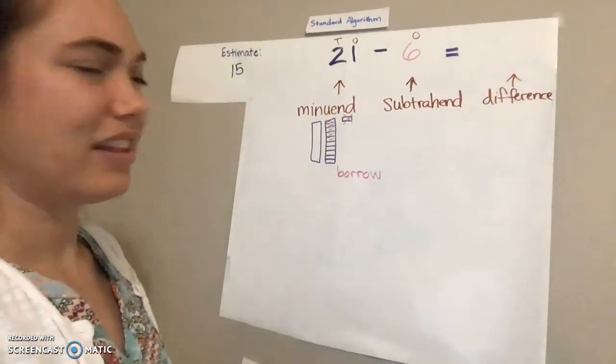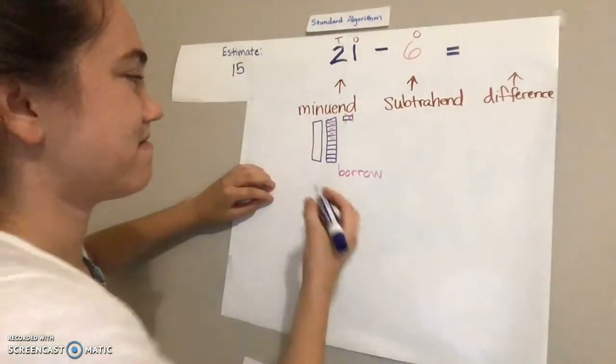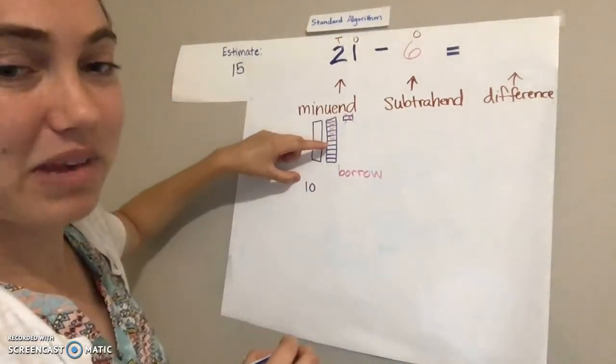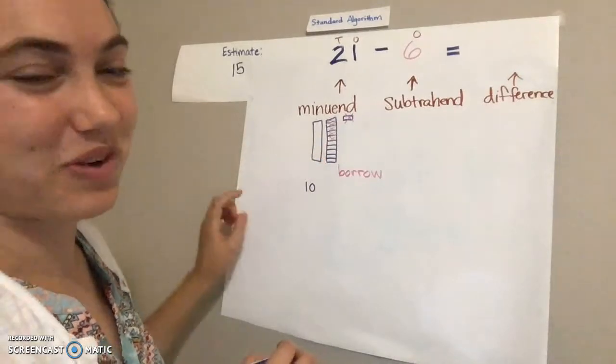So let's see how much I have left. I have 1 ten, okay. And I have how many ones left? 1, 2, 3, 4, 5 ones left.